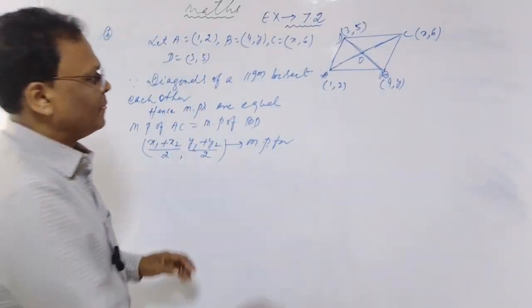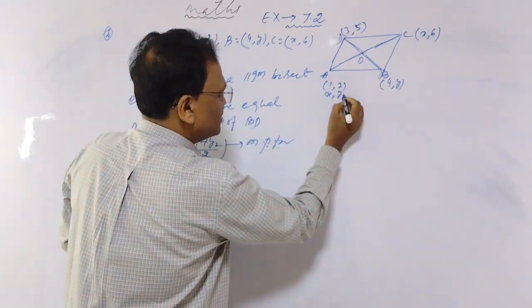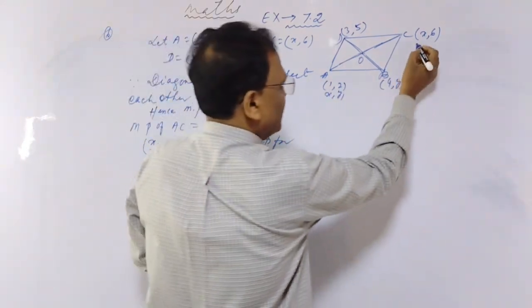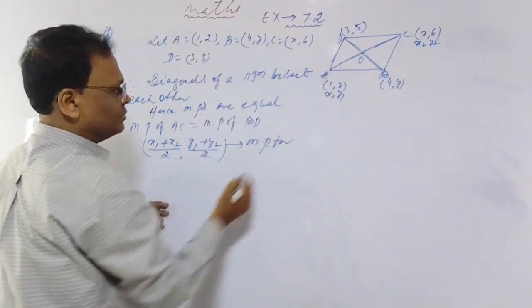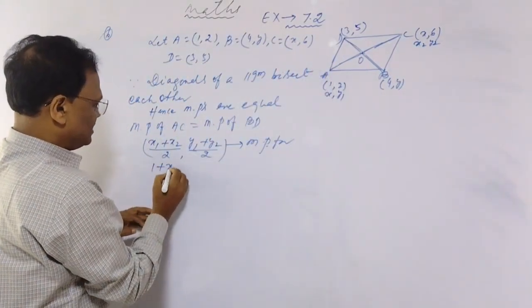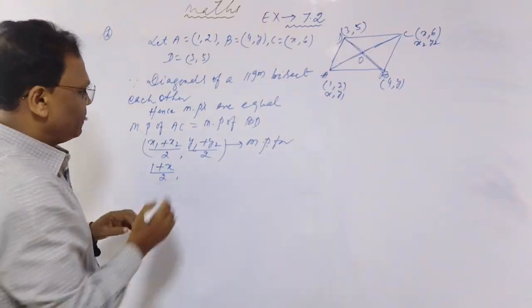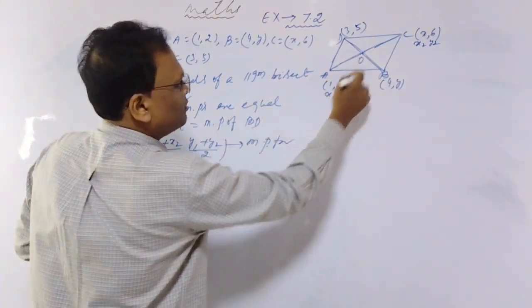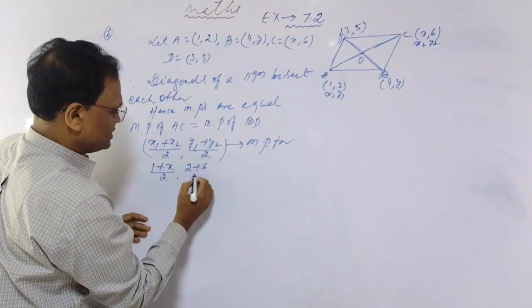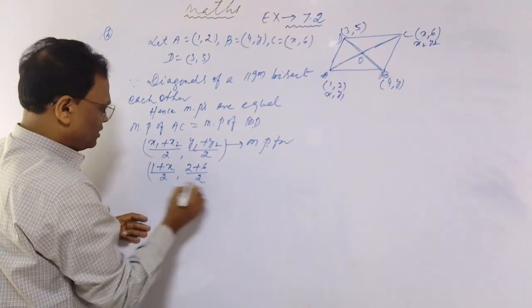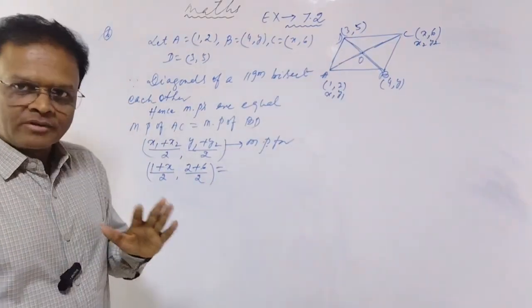So let me use both the midpoints. If I take AC, this will be x1, this will be y1, and this will be x2, this will be y2. So x1 plus x2 means 1 plus x divided by 2, and y1 plus y2 means 2 plus 6 divided by 2. So this is nothing but the midpoint of AC.